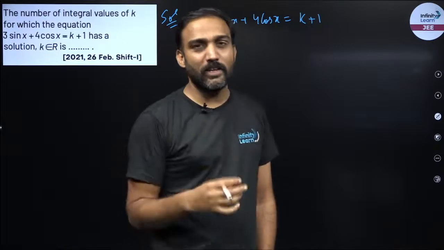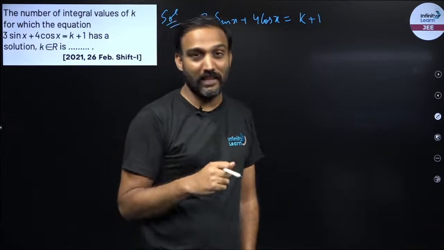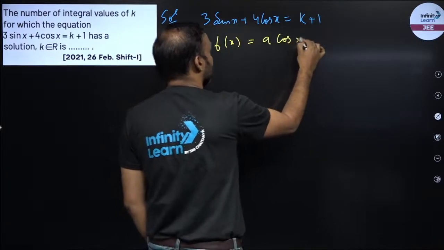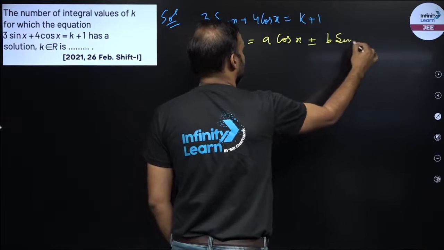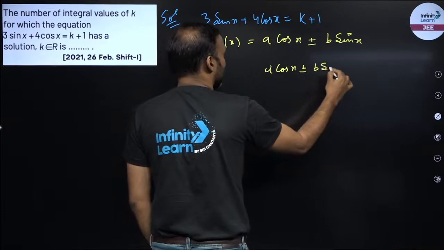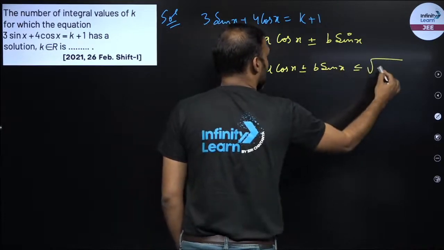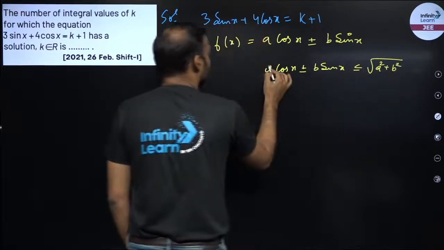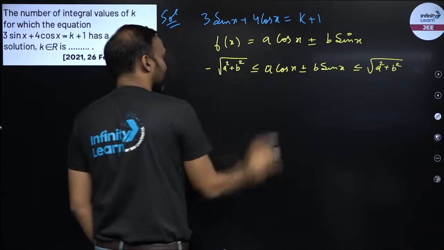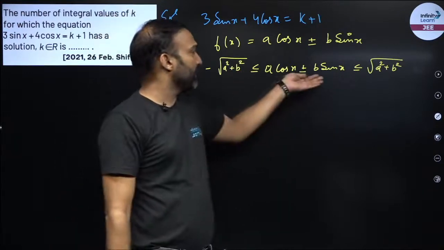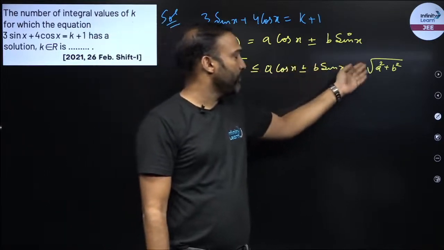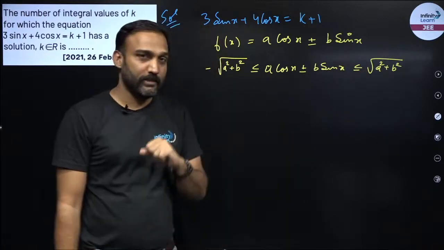And if you remember trigonometric ratios, right, we talked about a cos x plus b sin x. So whenever a function is given which is a cos x plus or minus b sin x, we know that the maximum value of this would be under root of a square plus b square, right, and the minimum value would be minus under root of a square plus b square. So a cos x plus or minus b sin x will always lie between minus under root of a square plus b square and would be smaller than or equal to root of a square plus b square.